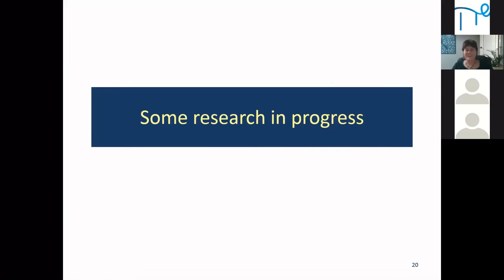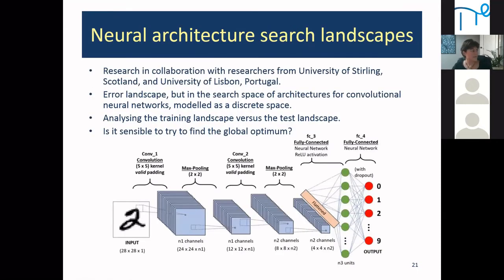Right, so now to end off, I see I've got 5 minutes left. I want to talk about some research in progress. That was all research that has already been done and published. Now I'm going to talk about two studies that we're doing which we haven't published yet, we're still busy with. The one study is in collaboration with researchers from the University of Stirling in Scotland and the University of Lisbon in Portugal.